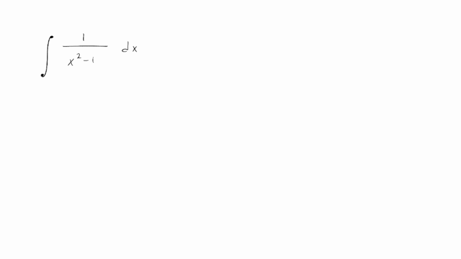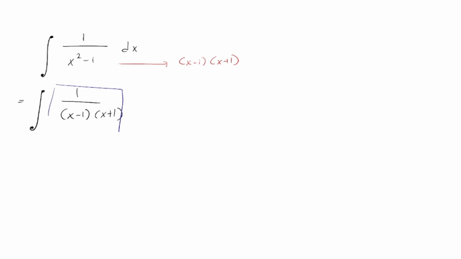The first thing I want to do is break down this x squared minus 1 into something simpler. I can see that this is a difference of squares, so let's break down x squared minus 1 into x minus 1 and x plus 1. Boom. Now let's rewrite this integral. This is basically equal to the integral of 1 over (x minus 1)(x plus 1).